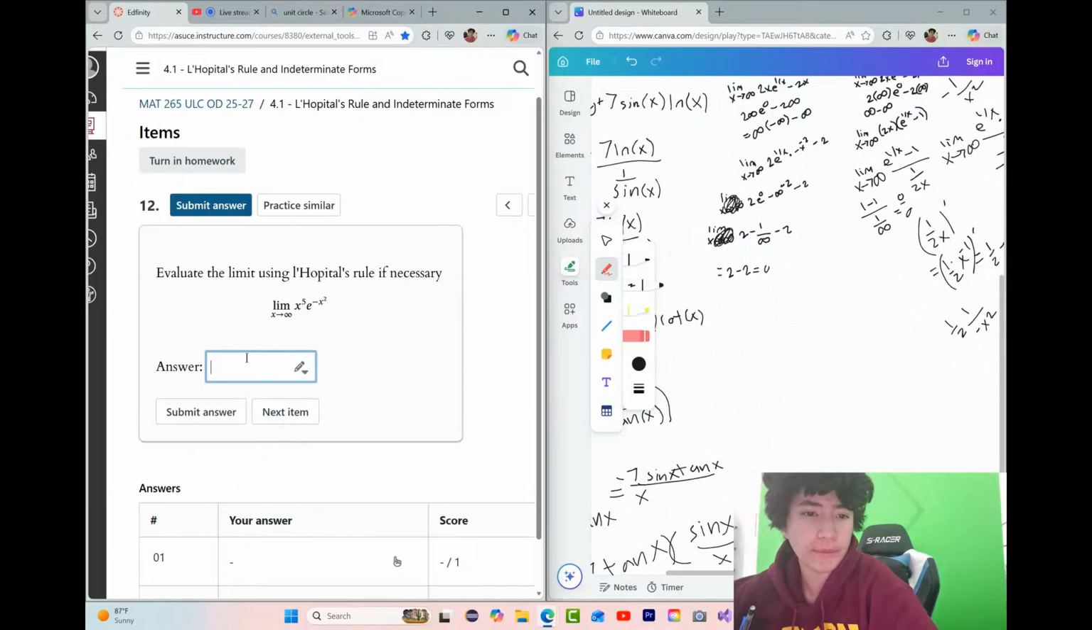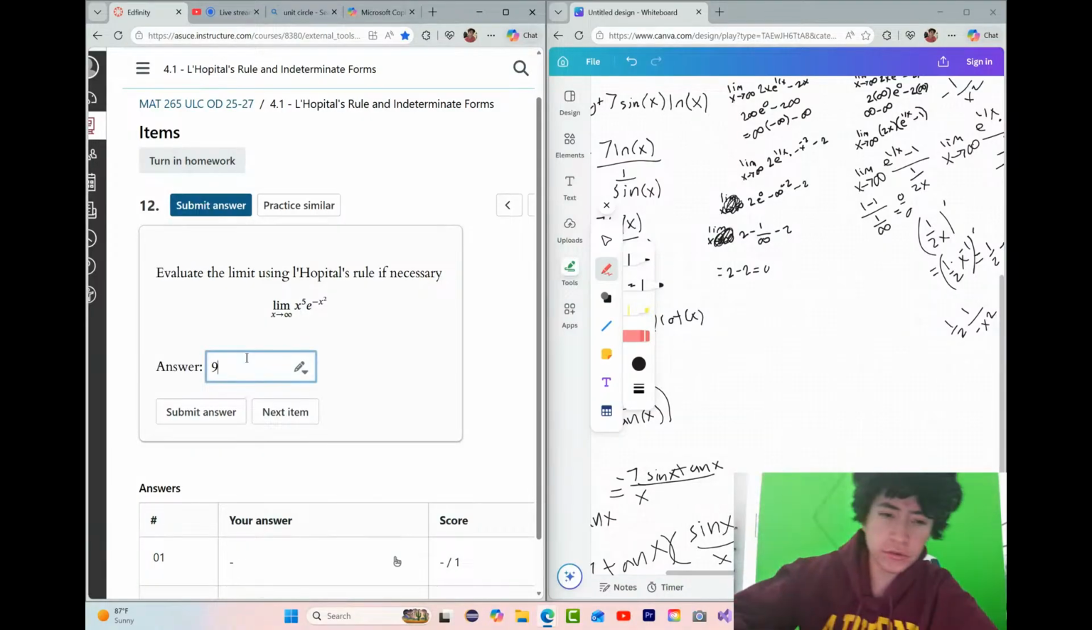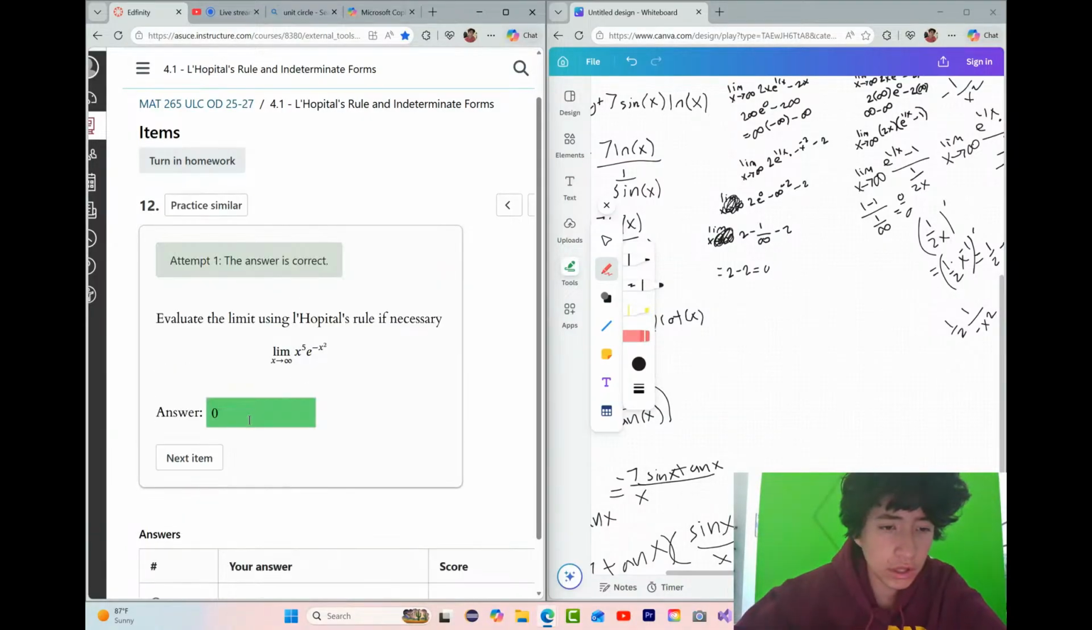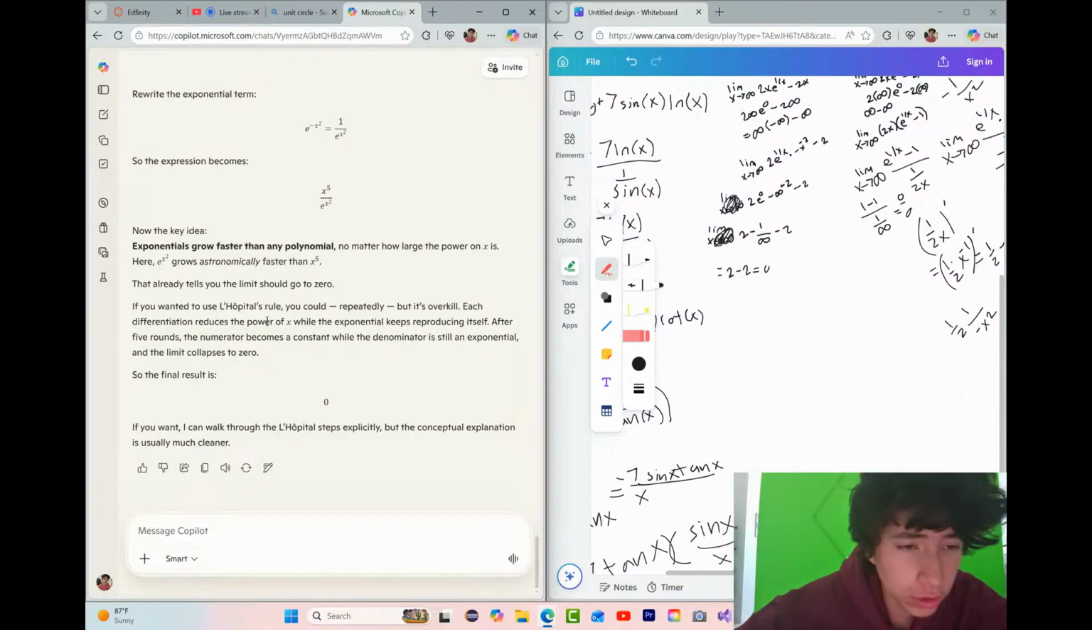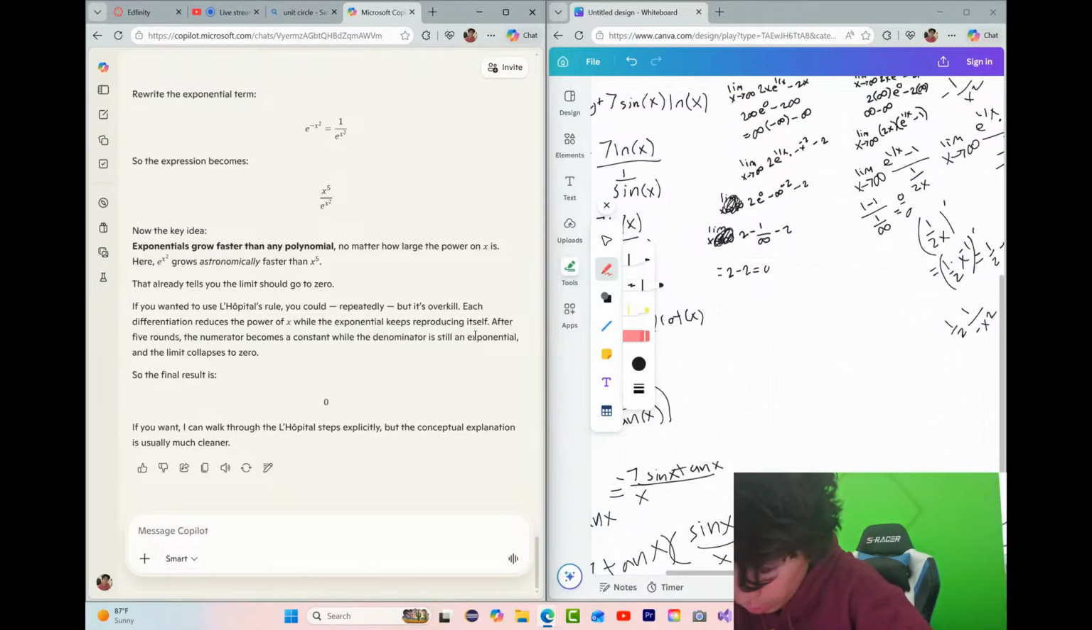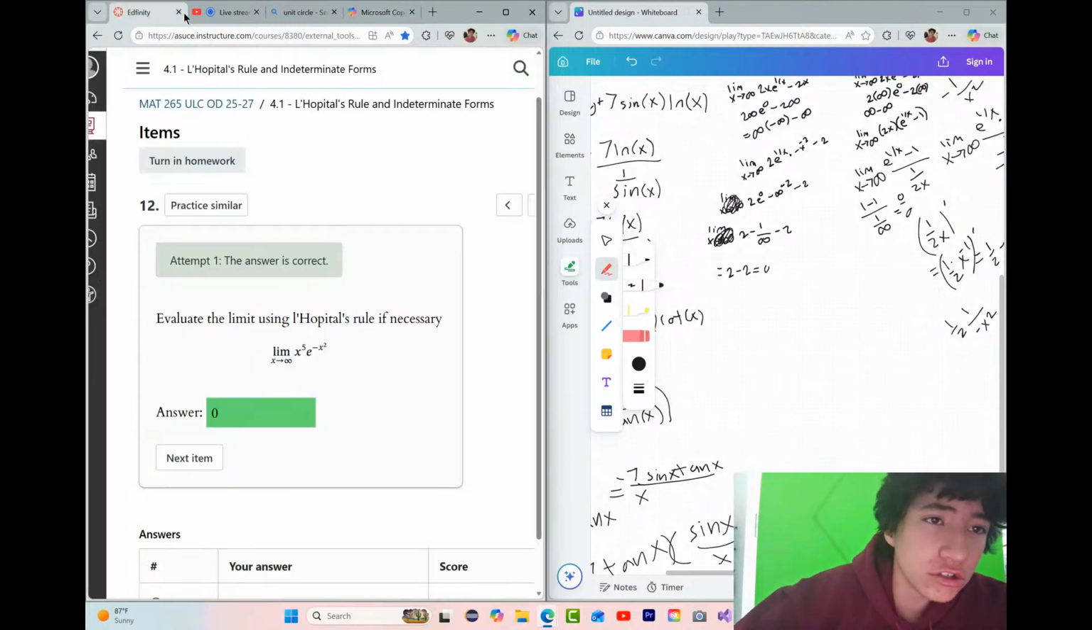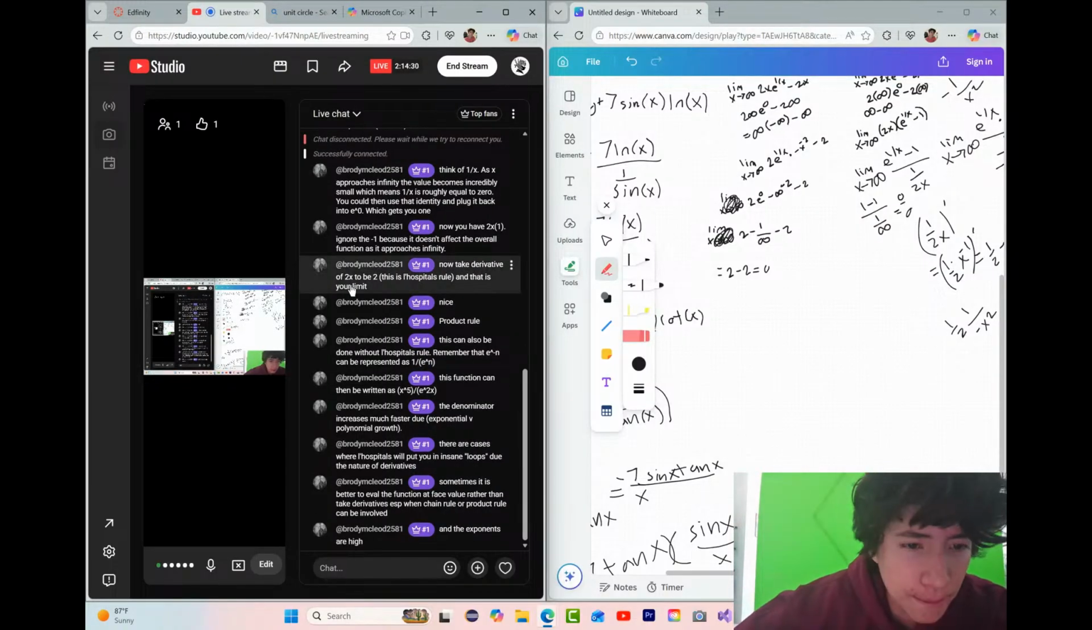Wait, what does that mean? So is it 0? It is 0. Wait, but hold on. Wait, so I was doing it right? After 5 rounds, the numerator... I see, okay. So I was doing it correctly, but in a very messy way, I think.